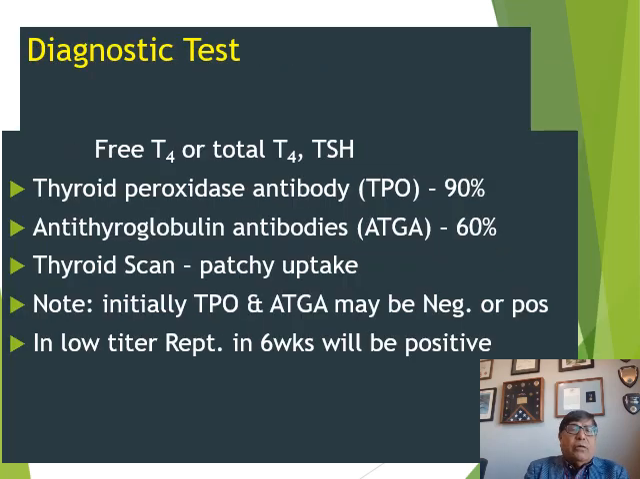So in order to make the diagnosis, obviously you have to do the free T4 or total T4 with TSH. Most people now do free T4. Then the antibody which is diagnostic or characteristic of autoimmune thyroiditis is thyroid peroxidase antibody, which is present about 90% of the time. And anti-thyroglobulin antibodies are also present, at very high titer or maybe somewhat in the medium titer, in about 60% of cases.